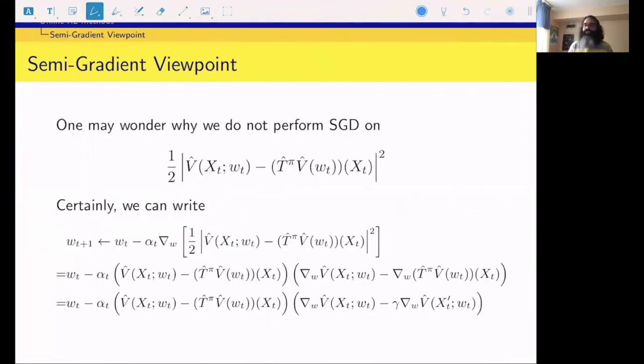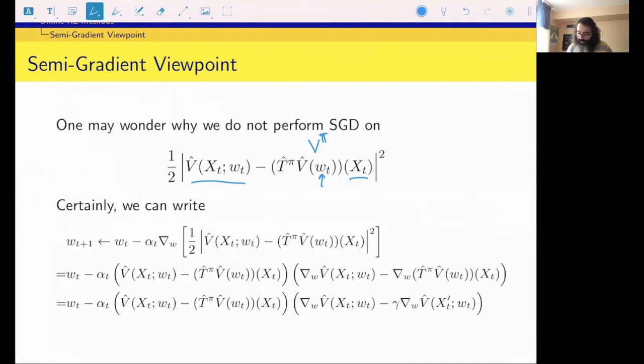Okay, going back to the possible question of what happens if we perform SGD on an objective where, instead of having V pi, which we had before, we substitute V pi with T hat pi of V hat with parameter W evaluated at x_t. So this is just for one sample. And then we can compute its gradient. Now let's do SGD on this objective, so we can write the SGD with this objective.